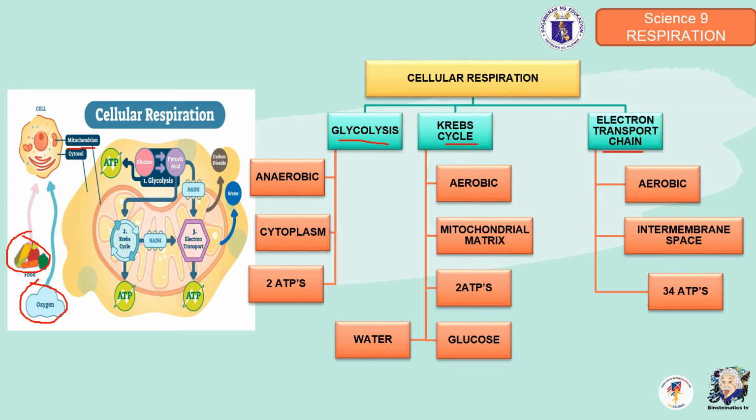For glycolysis, you should remember that it's anaerobic, meaning it doesn't need oxygen. It takes place in the cytoplasm, and its main product is 2 adenosine triphosphate. The Krebs cycle, on the other hand, is aerobic, meaning it uses oxygen. It takes place in the mitochondrial matrix. It produces 2 adenosine triphosphate, water, and glucose. The last stage of cellular respiration is also aerobic, meaning it uses oxygen, and takes place in the intermembrane space and ultimately produces 34 adenosine triphosphates.